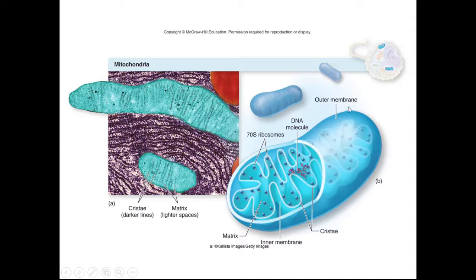Here is a diagram showing our mitochondria. We have the smooth outer membrane and then the bendy inner membrane, and then there's a little bit of DNA and some simple ribosomes, 70 Svedberg ribosomes, within the mitochondria.